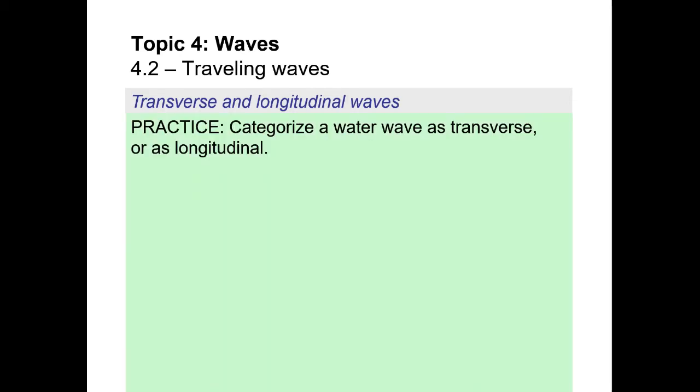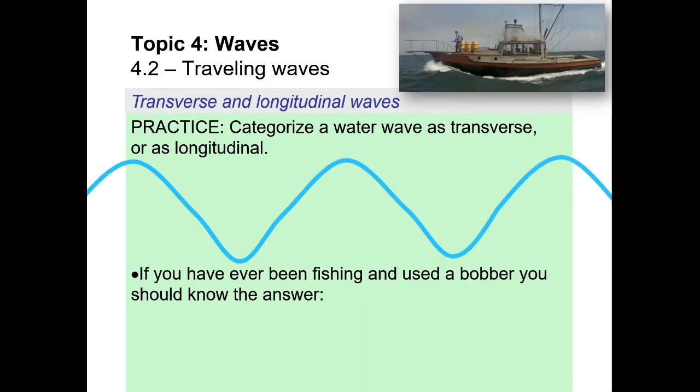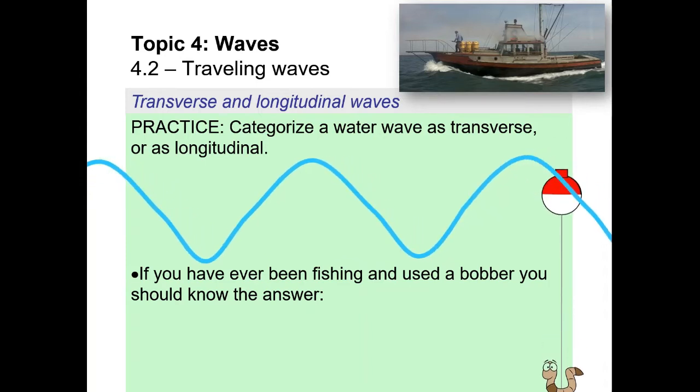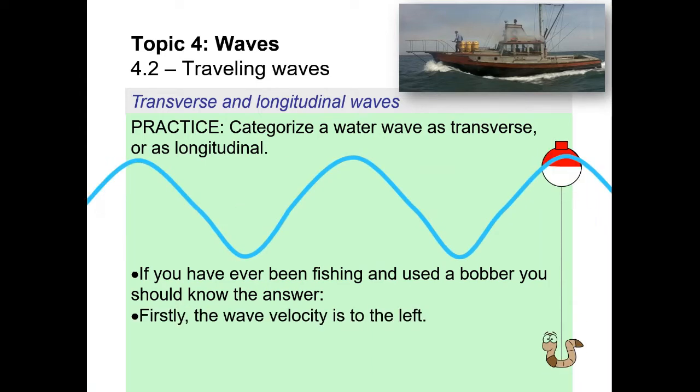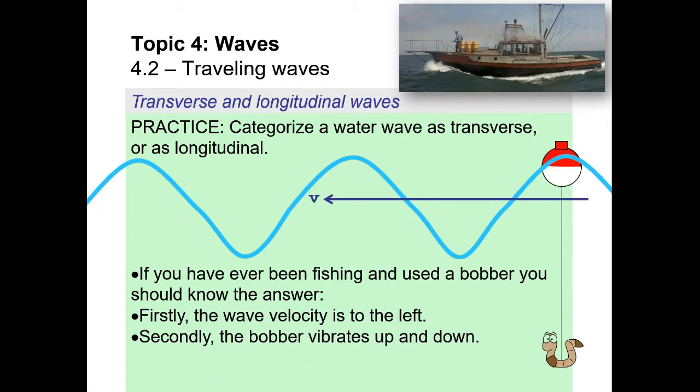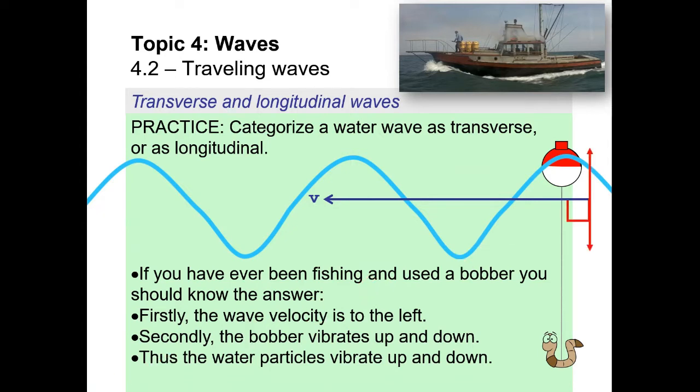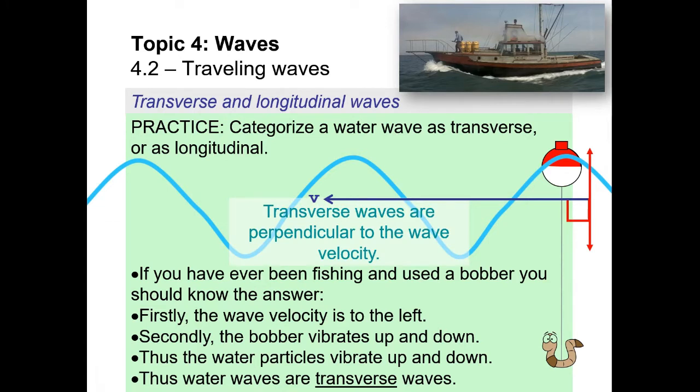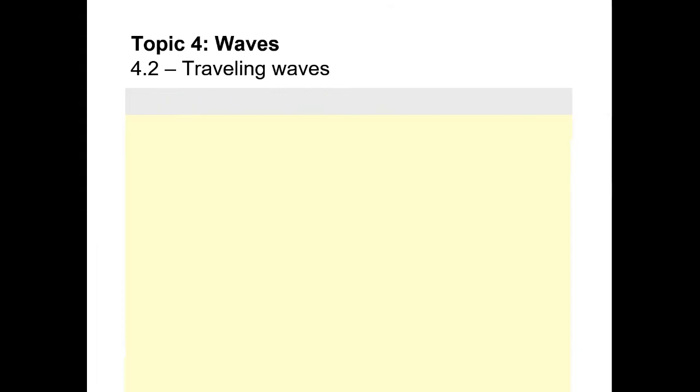Categorize a water wave as transverse or longitudinal. If you have ever been fishing and used a bobber, you should know the answer. Firstly, the wave velocity is to the left, and then secondly, the bobber vibrates up and down. Thus, the water particles vibrate up and down, and that is a transverse wave: vibration of the particles up and down, perpendicular to the direction of the wave propagation.